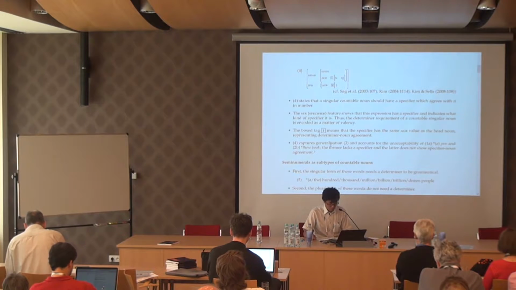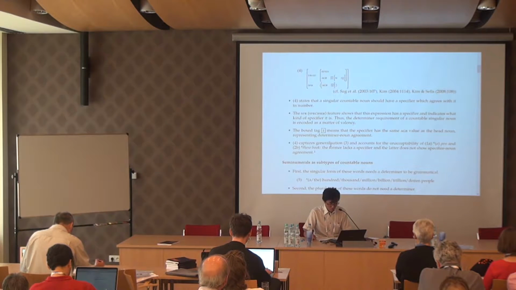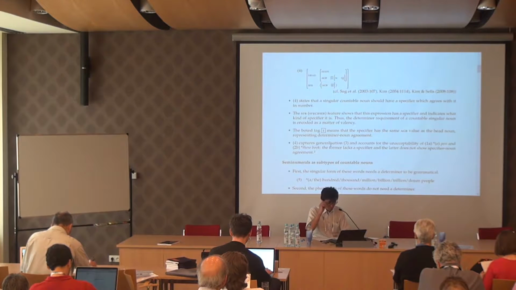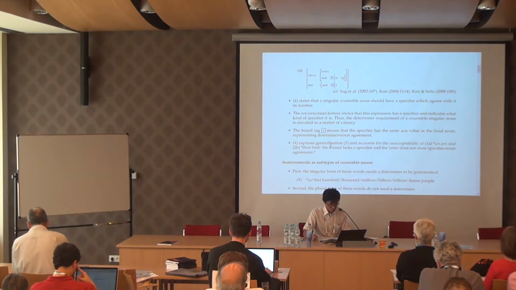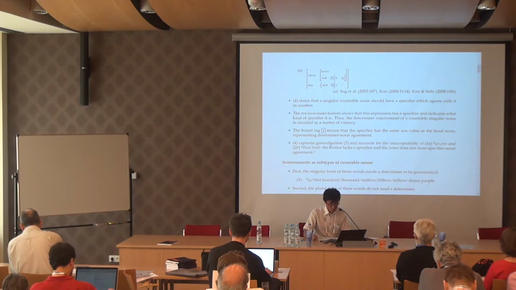Second, the plural forms of these words don't need a determiner. As number 6 shows, hundreds, thousands, and so on can have a determiner, but they are no problem without it. These pieces of data show that the semi-numerals are very similar to countable nouns. So we can expect they conform to the generalization in 3, and we can also expect that they have much the same lexical properties as 4.